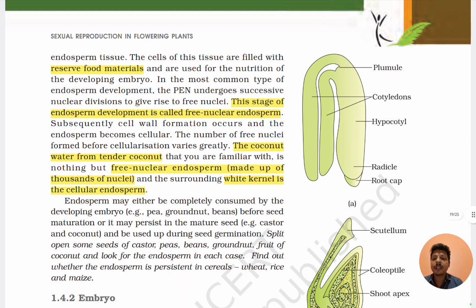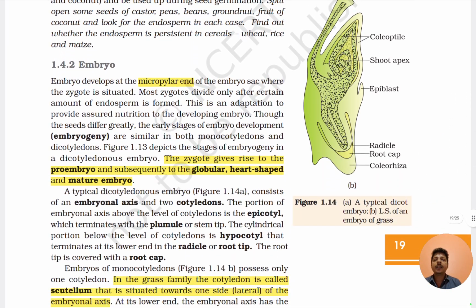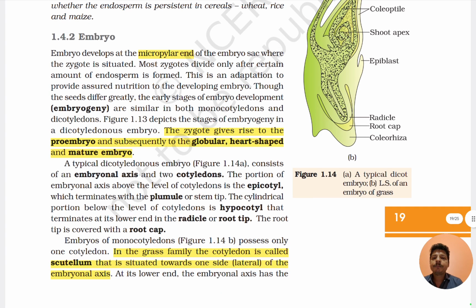The coconut water from the tender coconut is the free nuclear endosperm, that is the water which you drink, which is made up of thousands of nuclei, and the white kernel is the cellular endosperm. Coming to the embryo, it develops at the micropylar end where the zygote is situated. Some more points: the zygote gives rise to the proembryo and subsequently the globular embryo, heart-shaped embryo and mature embryo.